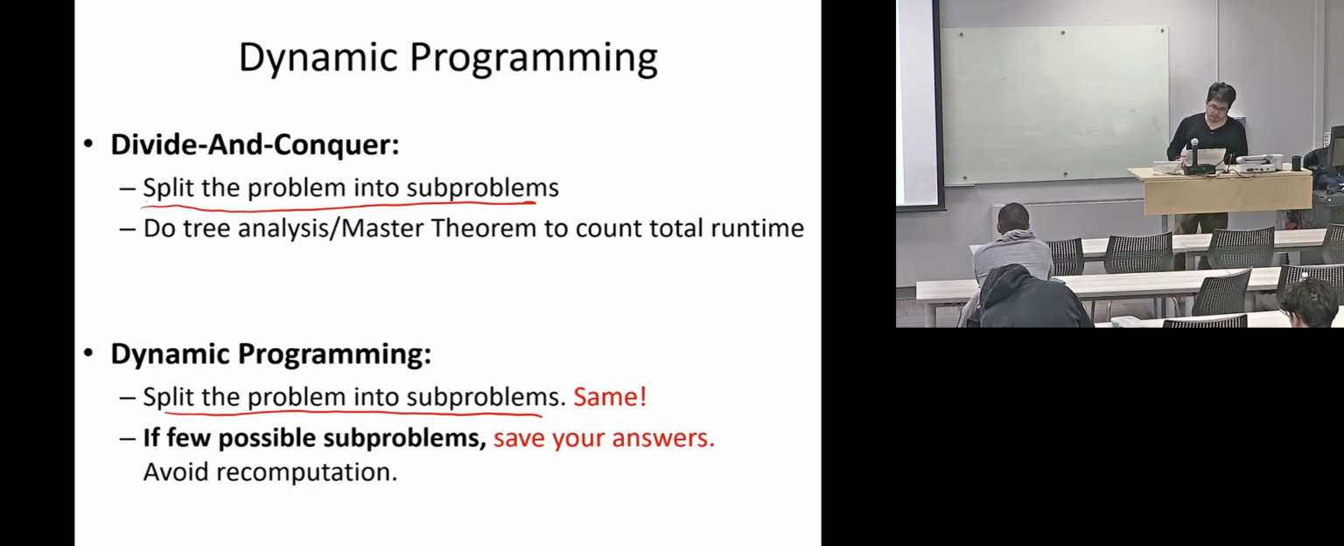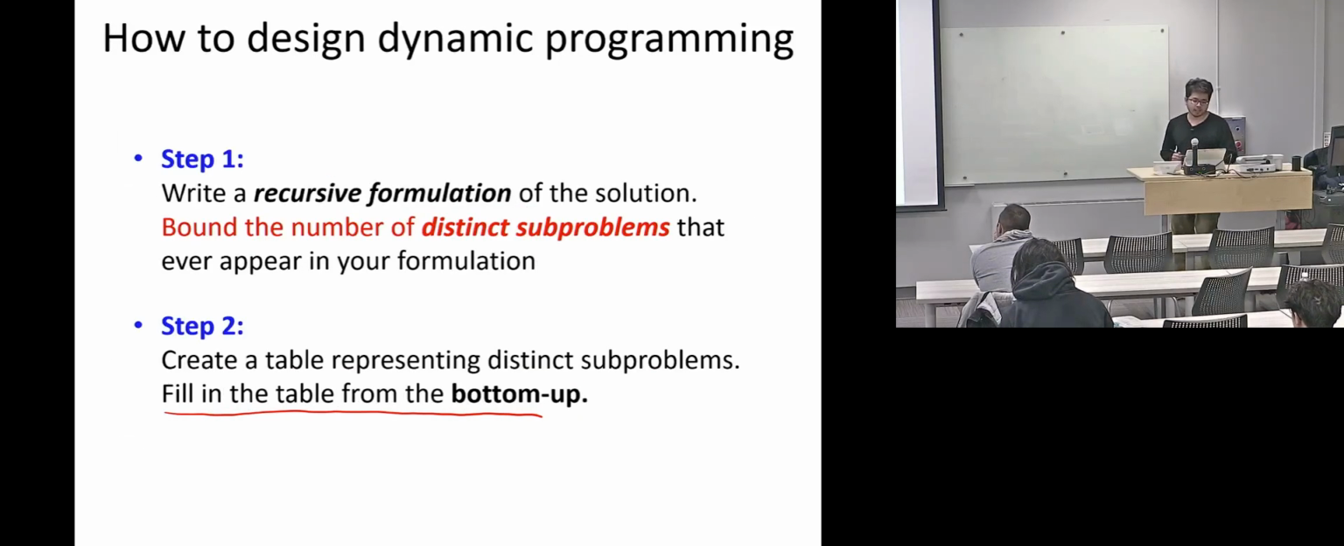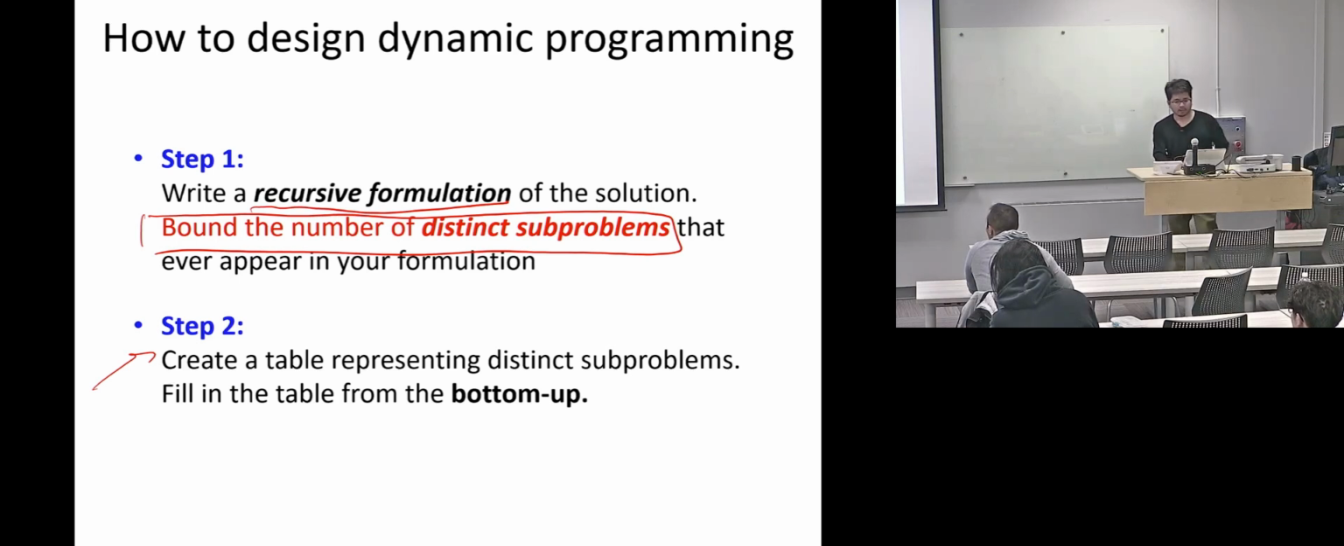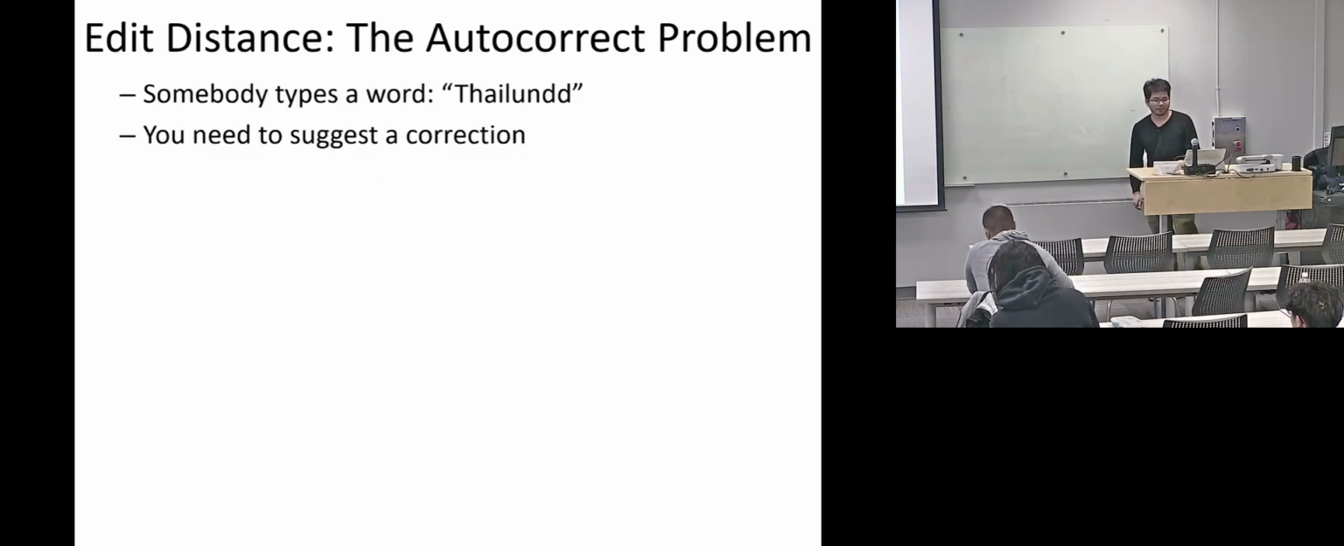So again, to design a dynamic programming algorithm, you try to write down a recursive formulation just like divide and conquer. But then this is the important thing. See first whether the number of possible subproblems is small. If so, then just create a table and try to fill it in bottom up. Okay. So that's kind of abstract. So let's see more examples. We're gonna just keep seeing more and more examples.